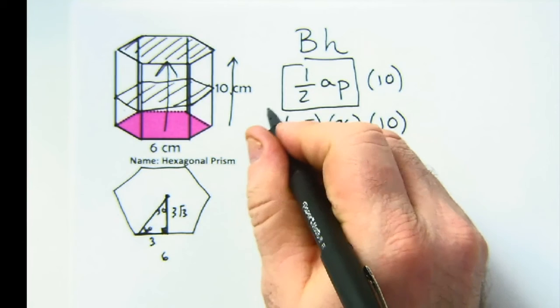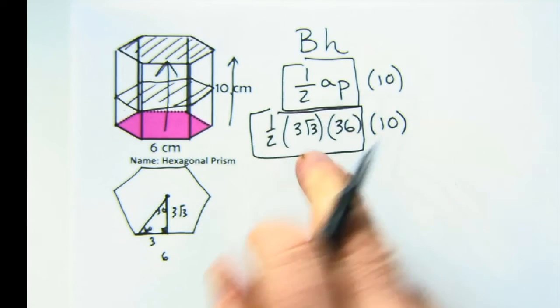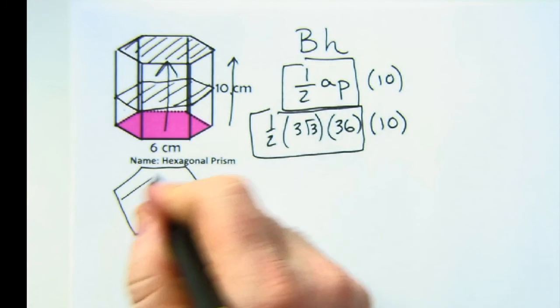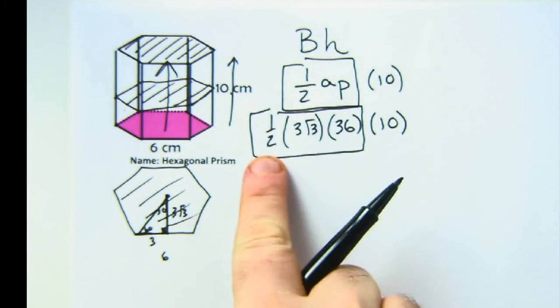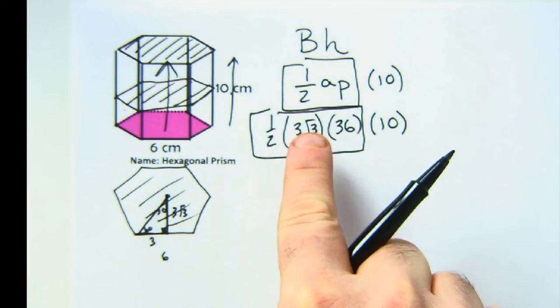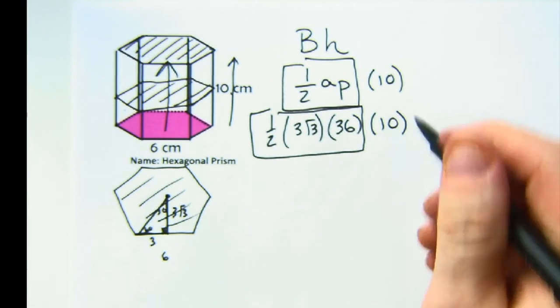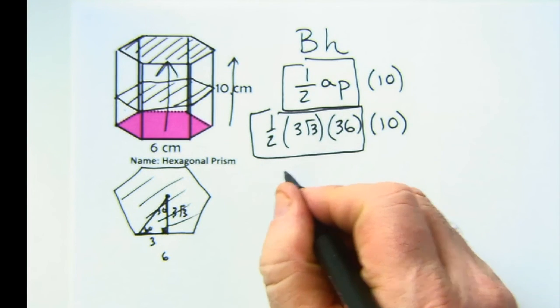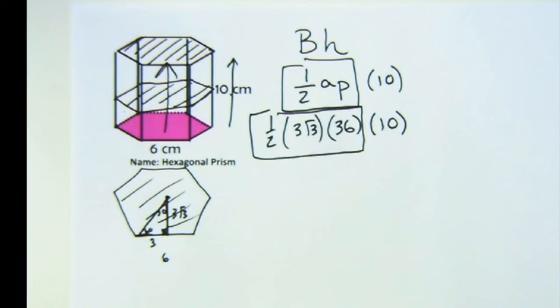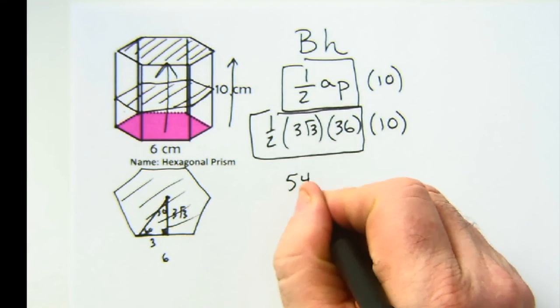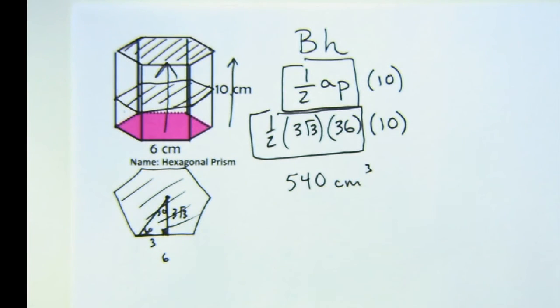And then the 1/2. Again, this whole piece is calculating 1 base, because that 1 base is found by 1/2 the apothem times the perimeter. That gets me 1 base, and then I'm going to stack it 10 times. So if I multiply all of that together, 3 times the 36 times the 10. Oops, let's do it again. 3 times the 36 times the 10 divided by 2. You get 540 centimeters cubed.